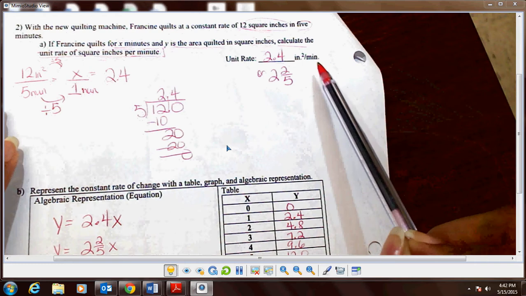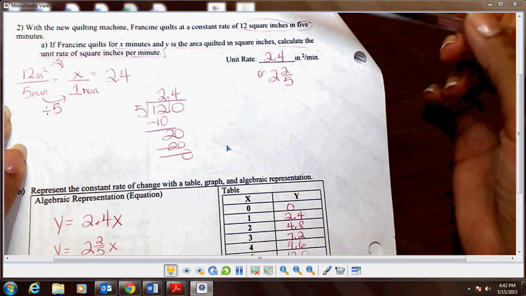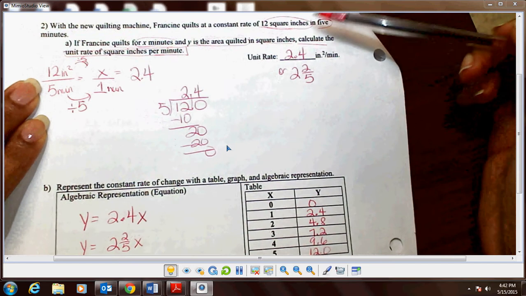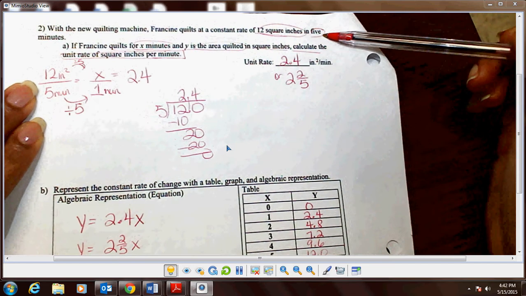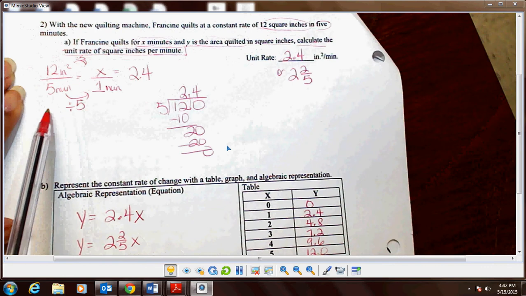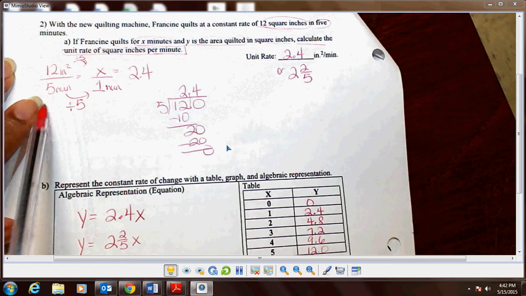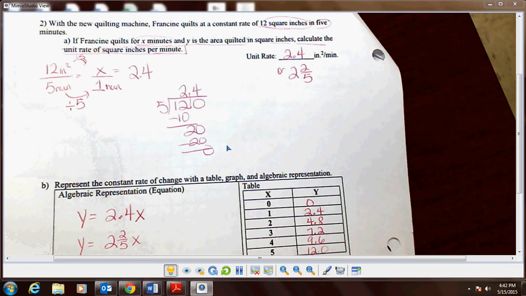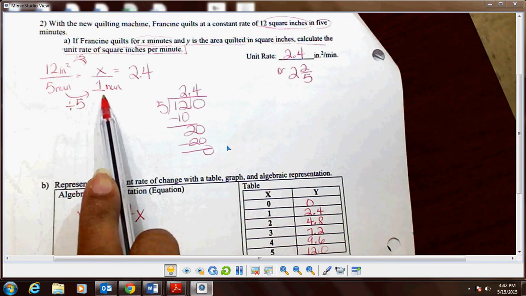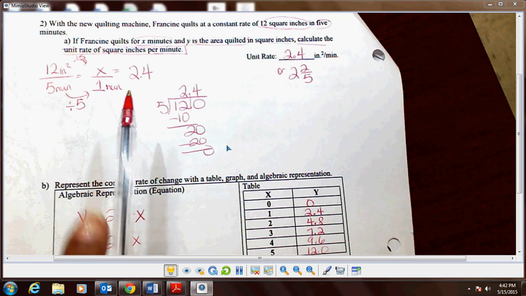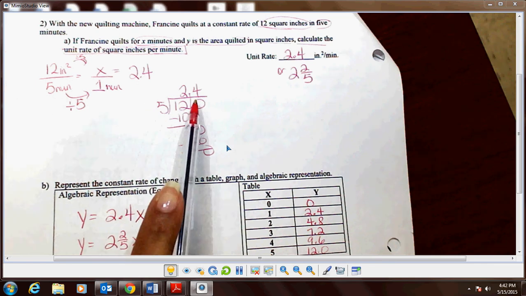But to find your unit rate, since it says that we have x minutes and y is your area, it tells you 12 square inches in 5 minutes. Remember, write that as a fraction. So that's why I have 12 inches squared per every 5 minutes. Then set up your proportion. Since you're trying to find per minute, a unit rate means 1. So it means we want 1 minute. So all you have to do is divide by 5. So once you divide it by 5, you got 2 4/10.